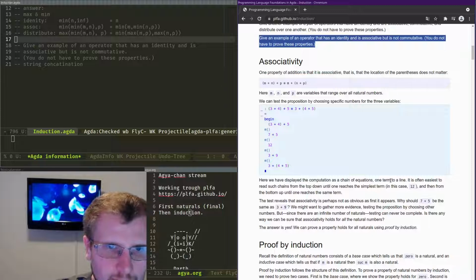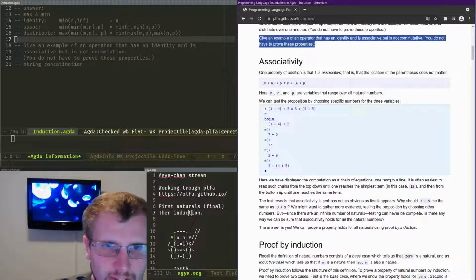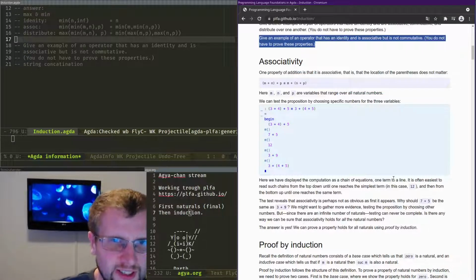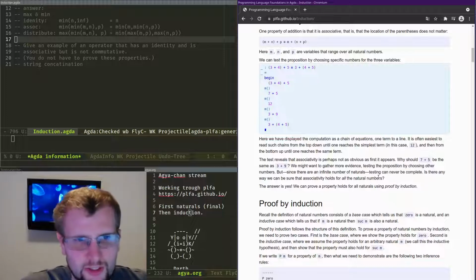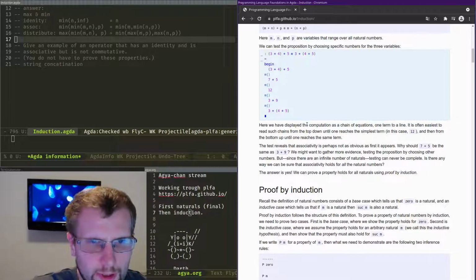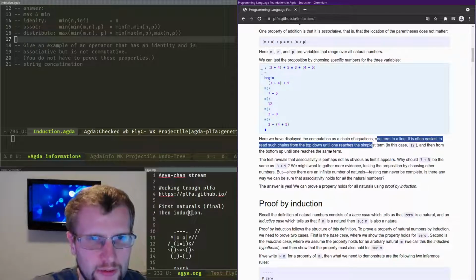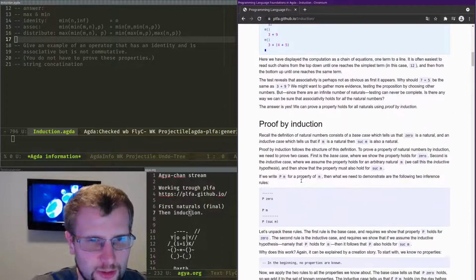One property of addition is that it's associative. That is, that the location of parentheses does not matter. Wait, you're gonna explain it again? Why do you keep doing that? I see why you skip things, identity. Yeah, sure, I believe you. We've done this extensively previously, so I'm just gonna skip this, okay?